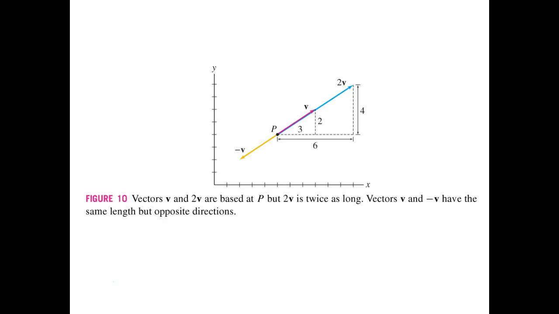But now vector v and minus v have the same length. Remember, length and magnitudes are always positive, so you don't say this is a positive length, that's a negative length. No, lengths are always positive. So these two, even though they're going in opposite directions, have the same length or magnitude. These two have different lengths, but going in the same direction. That would make the second one twice the length of the first.